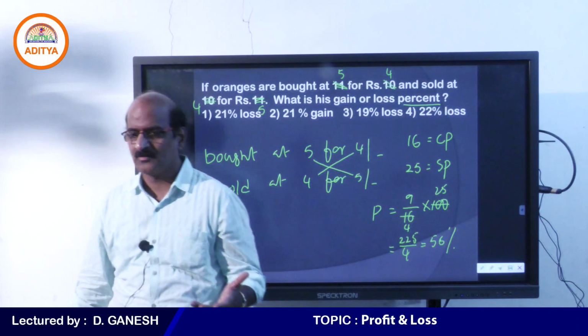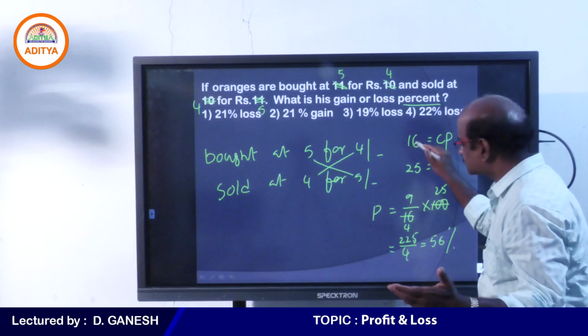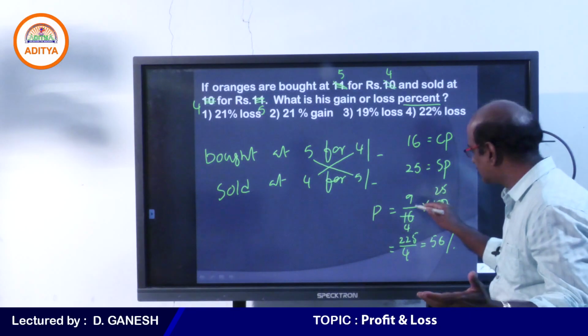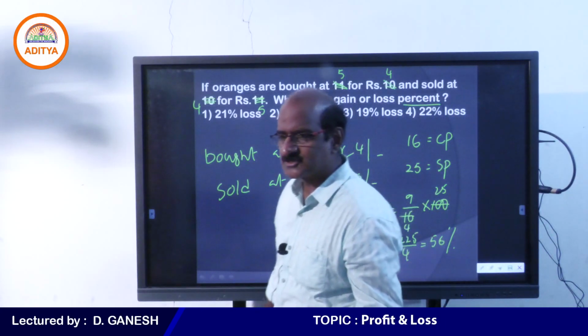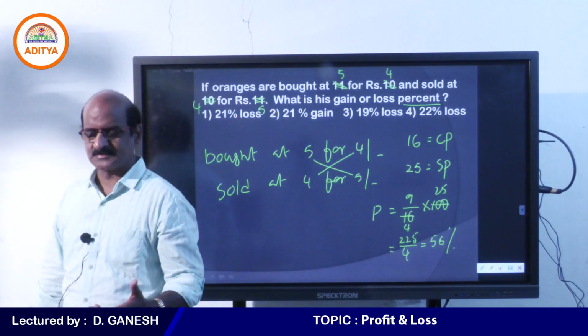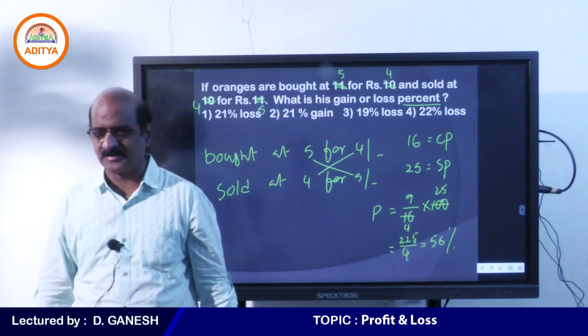Student, just see why 9? Difference. He bought it for 16 and sold it for 25. So what is the difference? 9 rupees is the difference. So that is the profit. 9 rupees is the profit difference. But you are asked to find profit percent. This is how we find it.